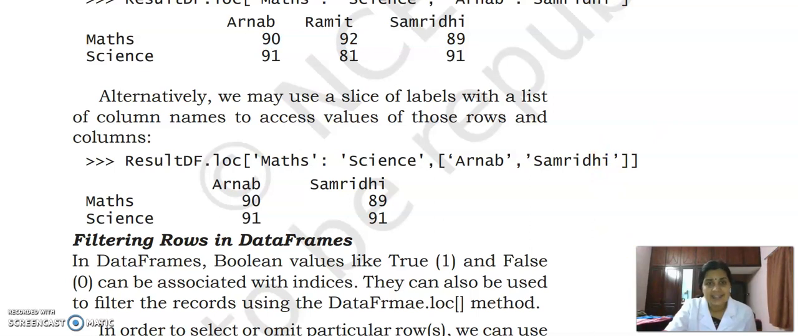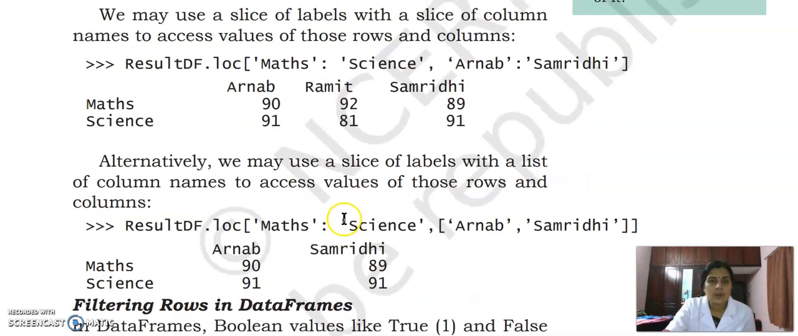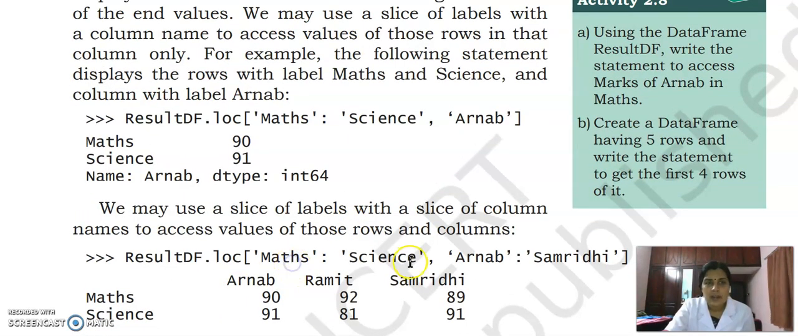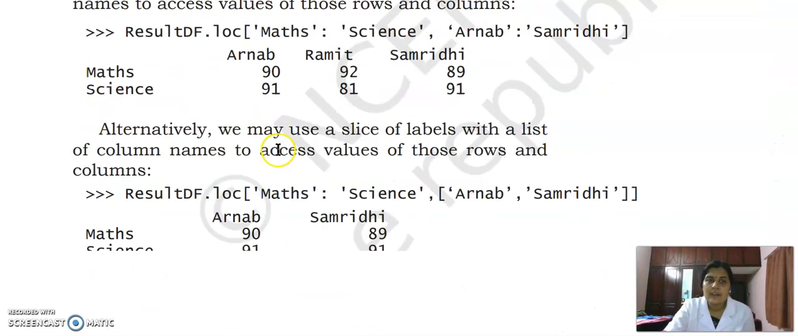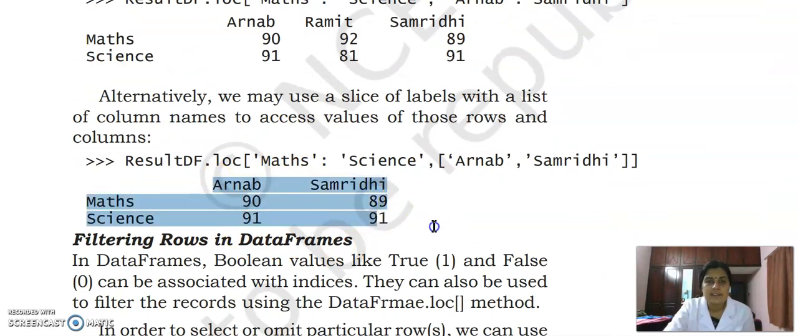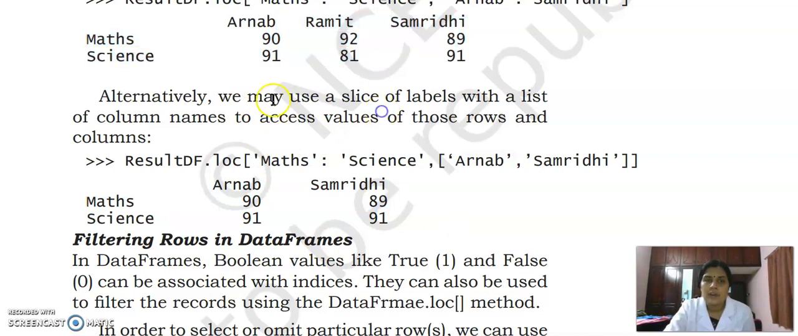So this is the slicing method. Slicing means we are cutting some elements. Then we can use a slice of labels with a list of column names to access values of those rows and columns. That means maths colon science, Arnab comma Samriddhi. So maths colon science, this will be the output. Arnab comma Samriddhi means we have to avoid Ramit also. Only Arnab's and Samriddhi's marks are extracted. So in this type, Ramit will be dropped because we are using Arnab comma Samriddhi, Arnab and Samriddhi alone. If you want to use from Arnab to Samriddhi, Arnab colon Samriddhi will be the answer.